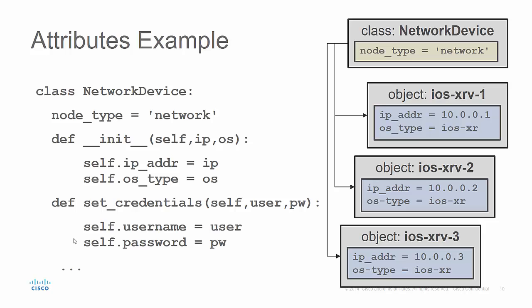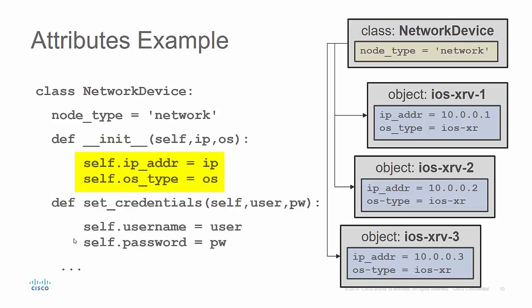In Python, you define a class using the class keyword, class network device, and then begins the definition of the class. You can see our static class variable defined as node type at the very beginning of the class. After that, we see functions or methods, one called init, one called setCredentials. Within those functions, we are defining our own attributes that are appropriate for the class.